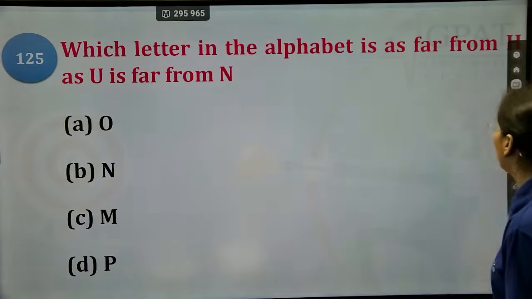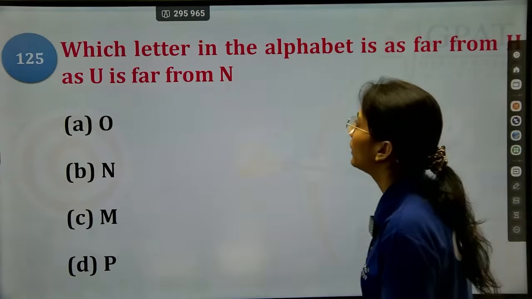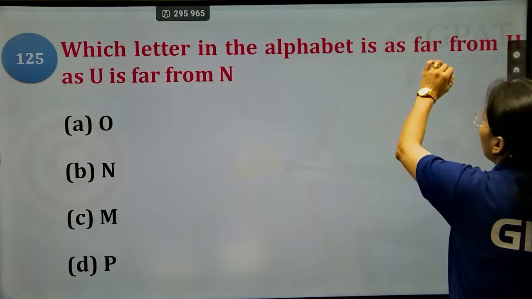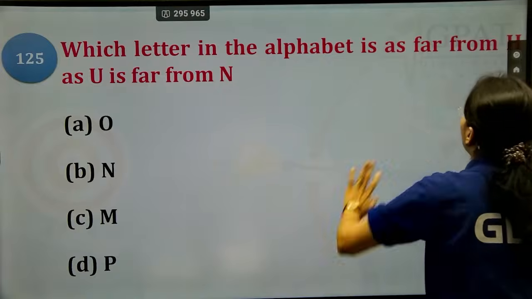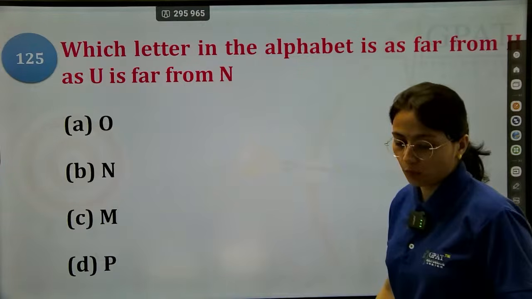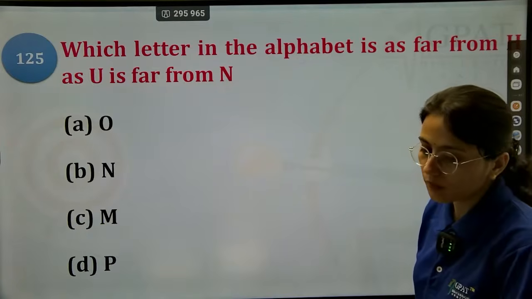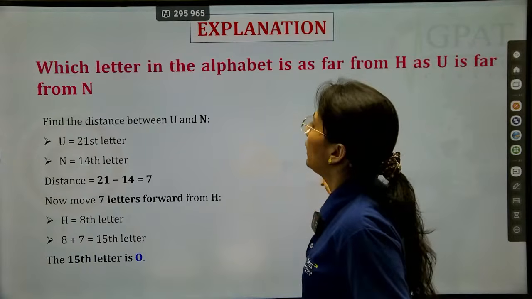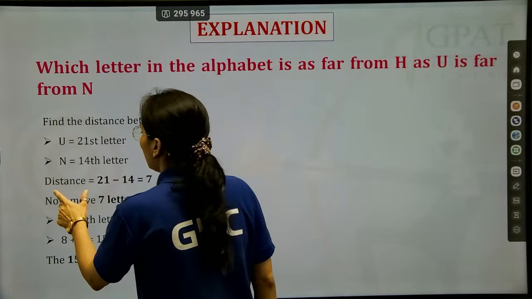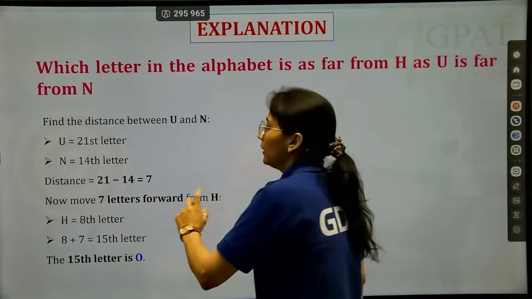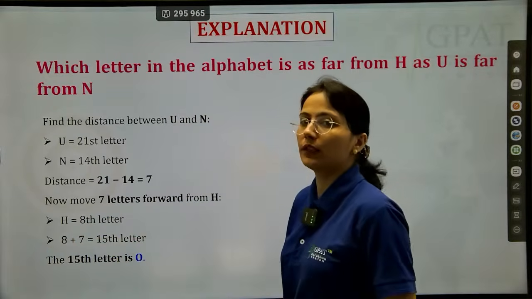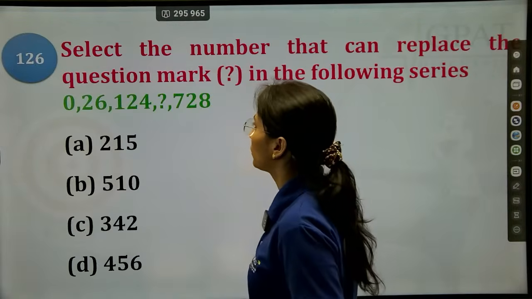Next, which letter in the alphabet is as far from H as U is far from N? What is the correct answer? The answer is O. U is the 21st letter, N is the 14th letter, so the distance between them is 7. So 7 letters forward from H. H is the 8th letter, so 8 plus 7 is 15. The 15th letter is O. So O is the answer.